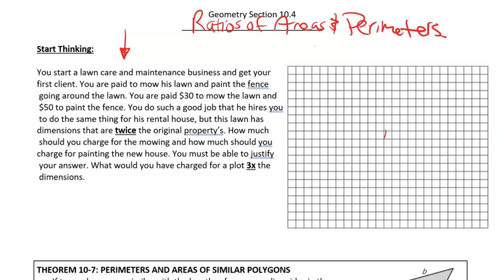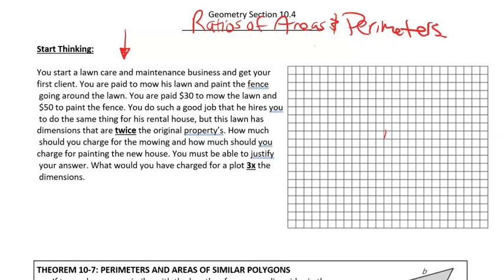You do such a good job that he hires you to do the same thing for his rental house. But the lawn has dimensions that are twice as big. So it's similar, geometrically speaking, but just twice as big as the owner's property. How much should you charge him for mowing, and how much should you charge for painting the fence? You must be able to justify your answer. And then once you're done with that, think about how much you would charge for 3 times the dimensions.